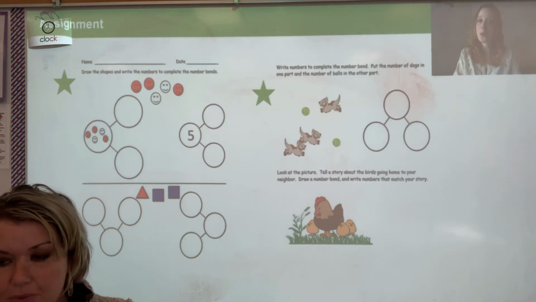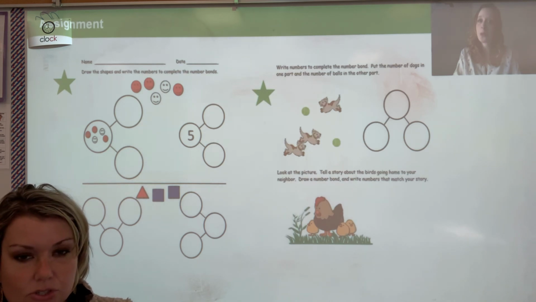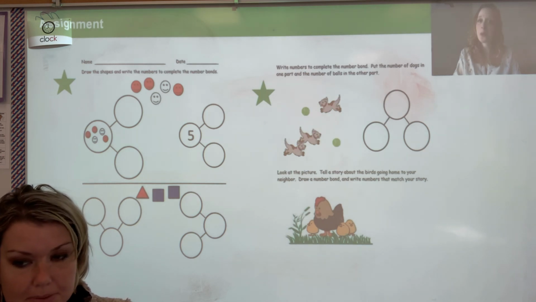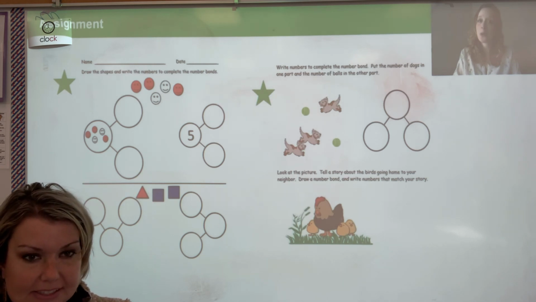Okay, now we can open up our math books to the next page, and we are gonna look at our problem set. It looks just like this.